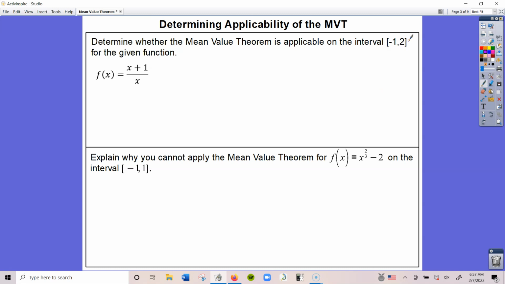So first we have to determine whether it is continuous on that interval. Since I have x in the denominator, this means that x cannot equal 0. Now 0 is within this interval because 0 is between negative 1 and 2. Therefore, f of x is not continuous on the interval -1 to 2. And because it is not continuous, it breaks that first condition of MVT. So we can state here that MVT is not applicable.